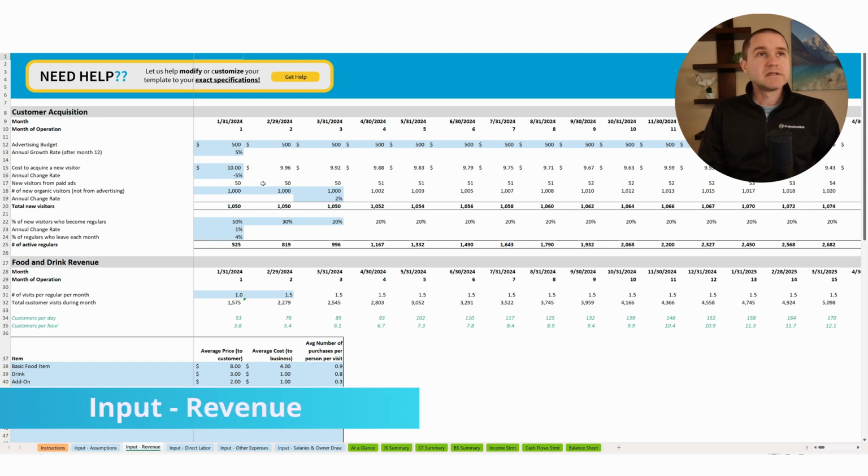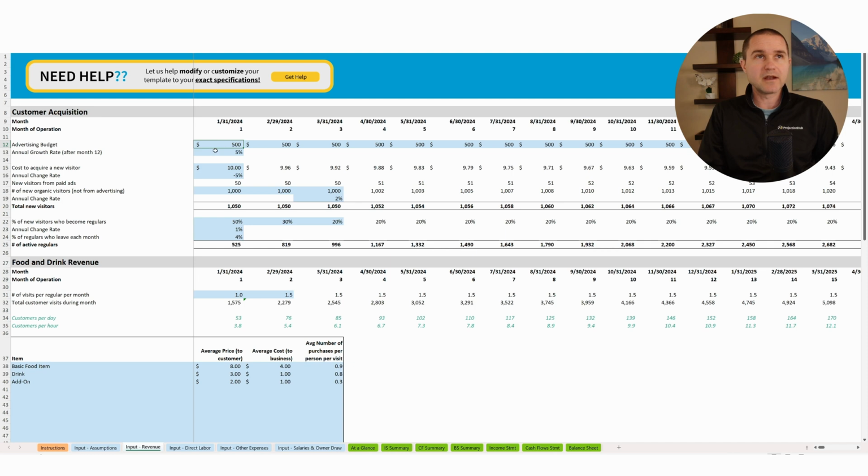On the import revenue tab here, we can set an advertising budget. So let's assume we spend a bit on advertising. We think it's going to cost us $10 to acquire a new visitor to the restaurant. And so we've got 1,000 people a month from new organic visitors or word of mouth visitors. And we can set a growth rate on that. So we say, okay, over time, that's going to grow 2% a month. You could also make this a negative. So maybe over time, you saturate the market, and everyone that wants to try the restaurant has tried it, and so your new visitors might actually go down over time.